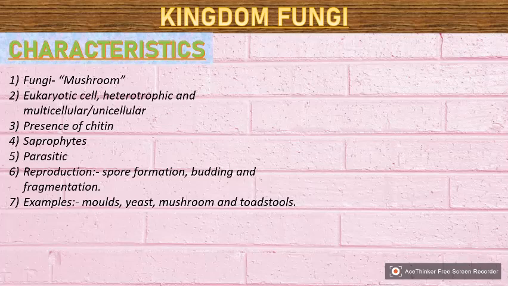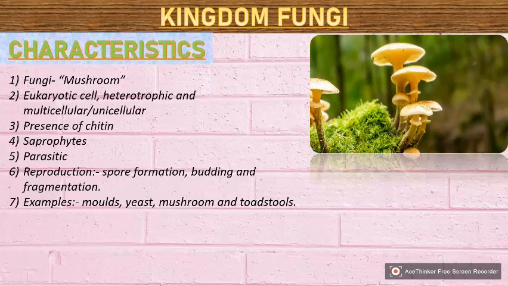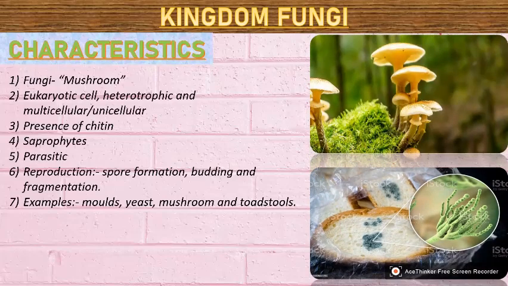Now, they are saprophytes. They are parasitic also. Now, the way of reproduction is through spore formation, budding and fragmentation. Examples are molds, yeast, mushrooms and toadstools.